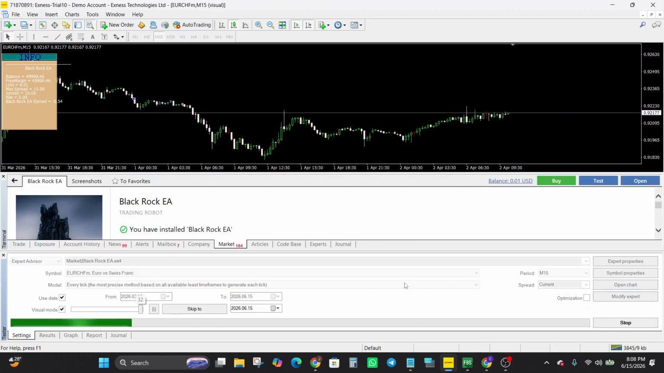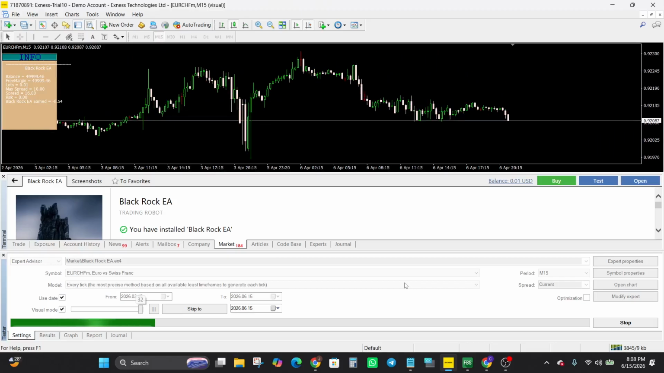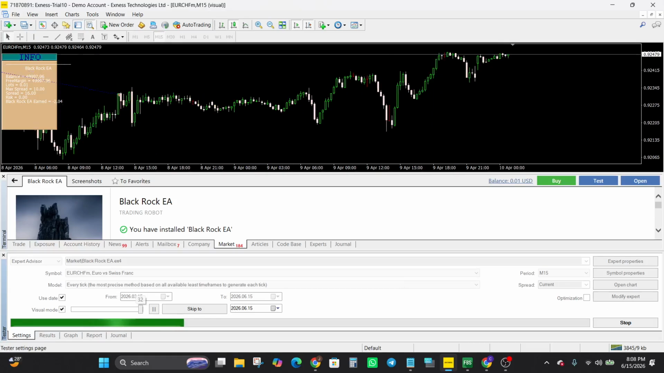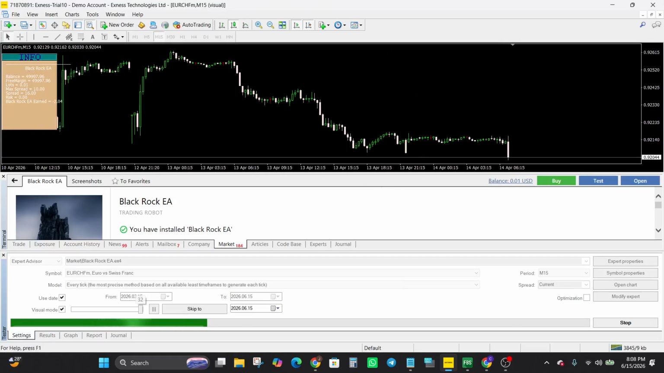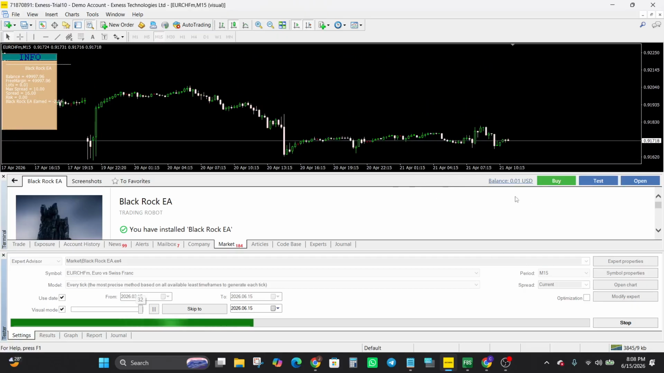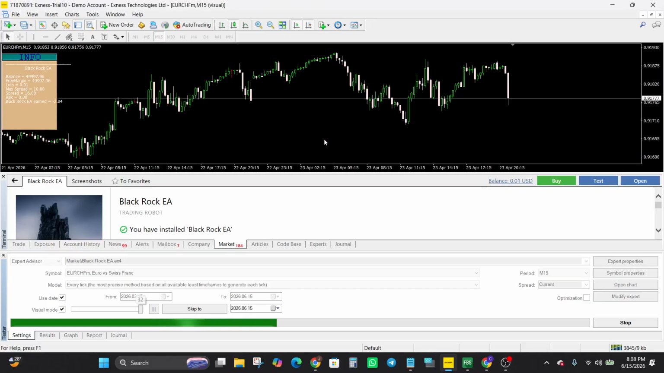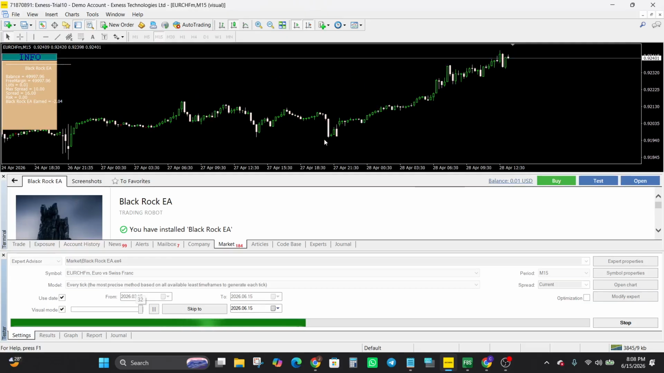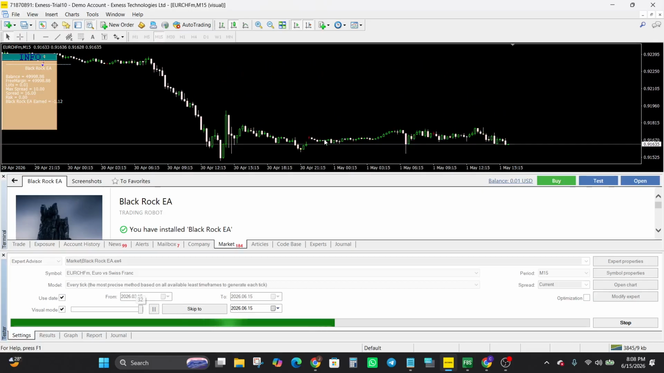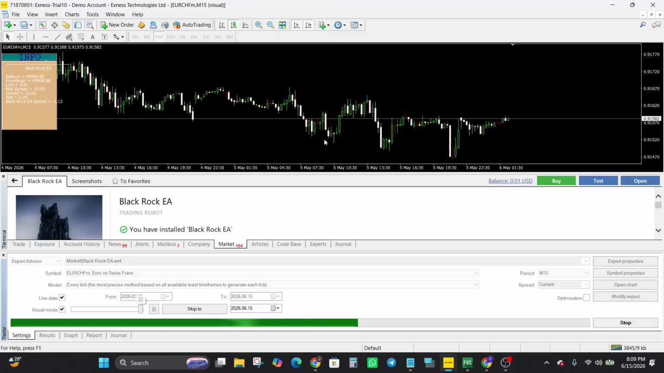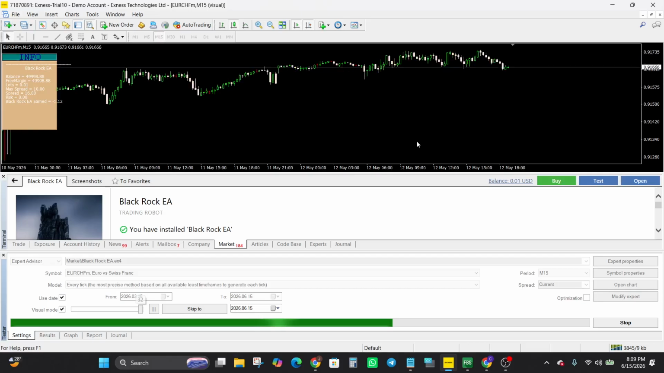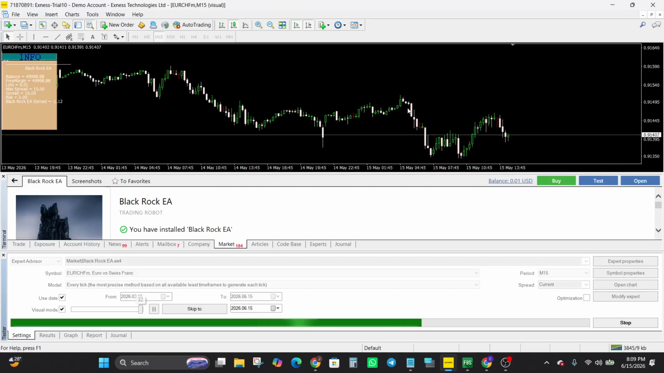All right. So overall, BlackRock EA is presented as a multi-currency MT4 expert advisor with a strong emphasis on low spreads, fast execution, and proper VPS connectivity. So if you are considering it, taking the time to perform your own testing and optimization on your preferred pairs and broker environment will be a sensible next step before moving into live trading.